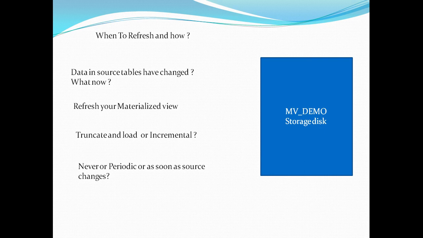Now I have mentioned that when we create the data on a materialized view, it's actually stored on a storage disk. We also saw that though we deleted the data from the product tables and ideally it should have given me 0 rows, we were still getting data. This raises an important question: when should we refresh and how should we do it? Should we refresh our materialized view as soon as the data in my source table has changed? What kind of approach should we take?